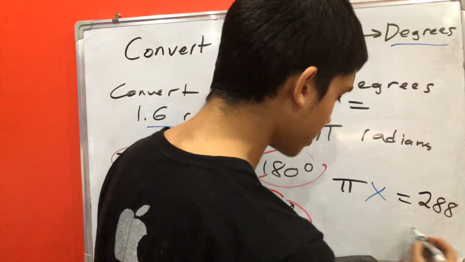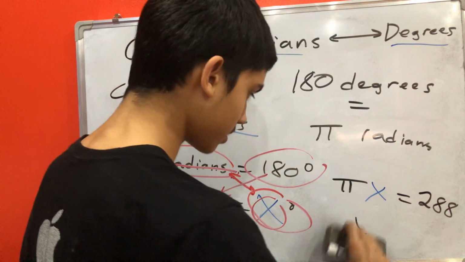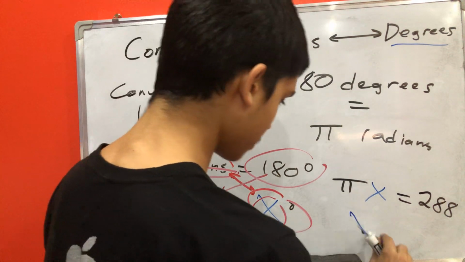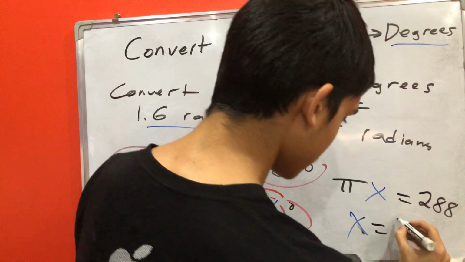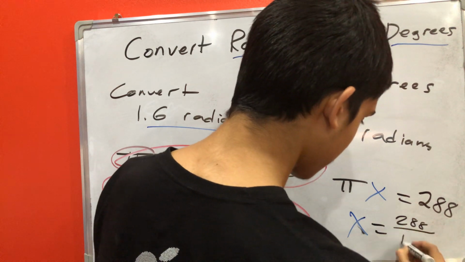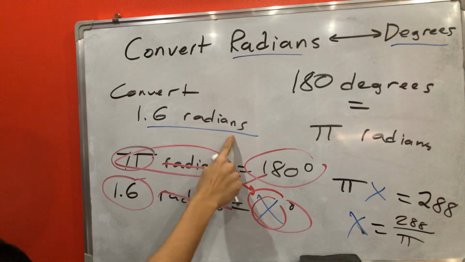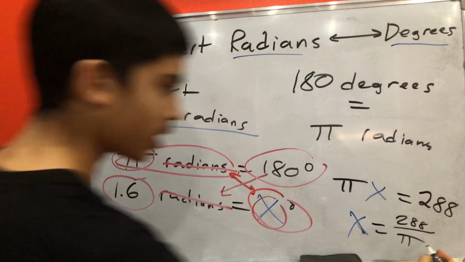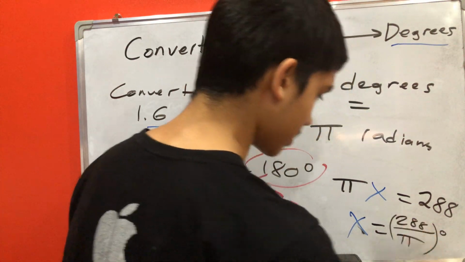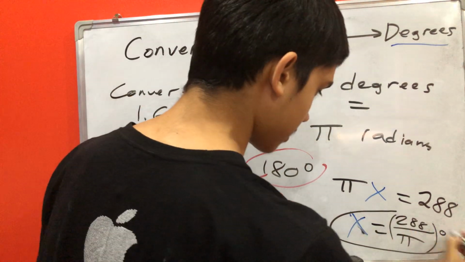Now we need x, so we just divide by pi, and that's it. I told you it's easy. It's 288 divided by pi. So we convert 1.6 radians, and this one is in degrees. Okay, that's our answer. That's how simple.